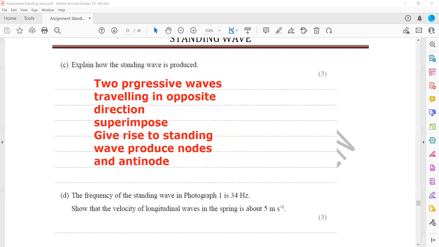Then the photograph of a standing wave, where the frequency of the wave is 34 and the velocity is 5. We have to show that the velocity is about 5 meters per second. So how can we show this? First, we have to find the wavelength, and to get the wavelength, we have to check how many waves there are.